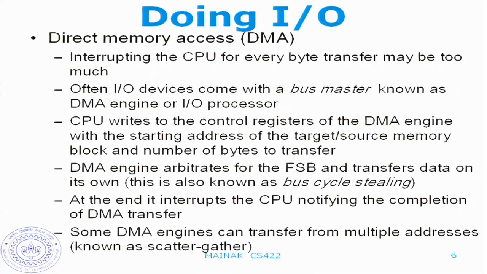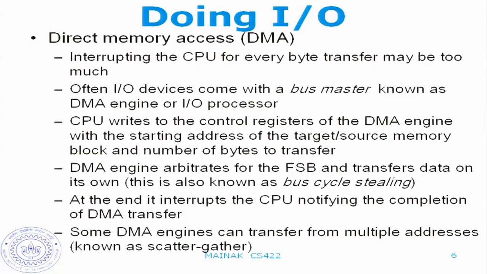The CPU writes to the control registers of the DMA engine the starting address of the target or source memory block and the number of bytes to transfer. So it specifies the source memory address, specifies the target memory address, and then triggers the DMA engine. It will copy from here to there, but the CPU can work on something else. The DMA engine arbitrates for the front side bus and transfers data on its own. This is also known as bus cycle stealing.